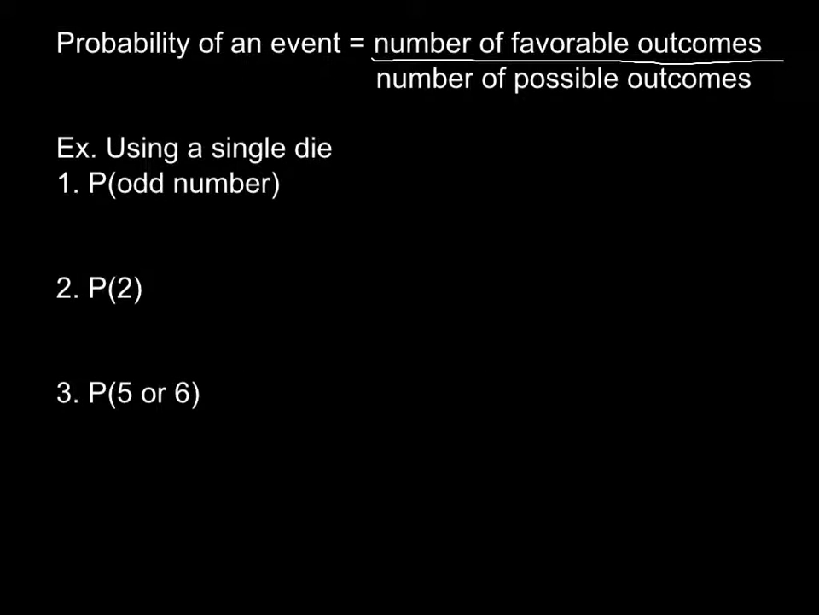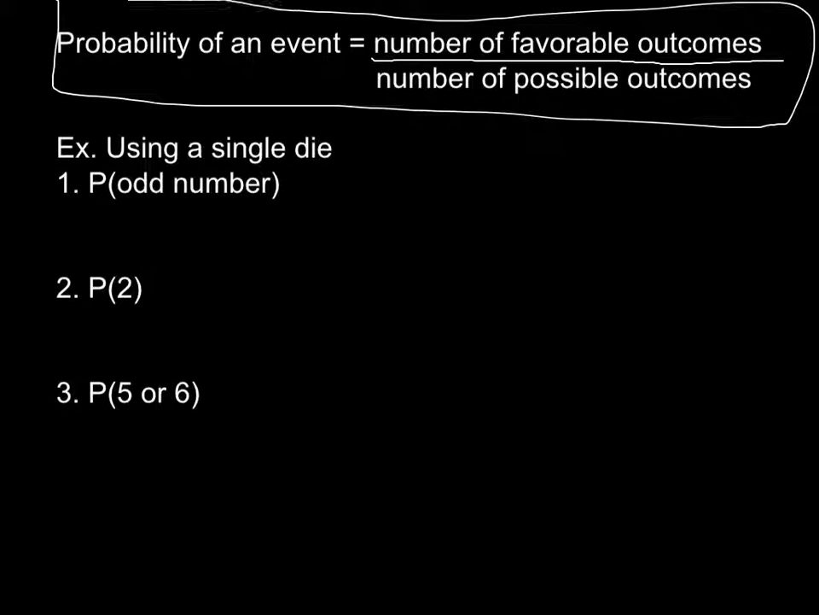All right, so how would we find the probability of an event? This is our little formula we're going to use right here. Okay, so if you want to find the probability of the event, on the top, you have to put the number of favorable outcomes. We'll talk about what that means. And then on the bottom of your fraction or your ratio, you have to put the number of possible outcomes. Okay, key word here is possible. So let's do a couple examples of that.